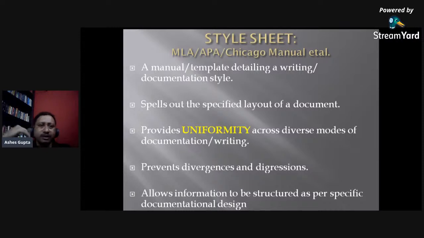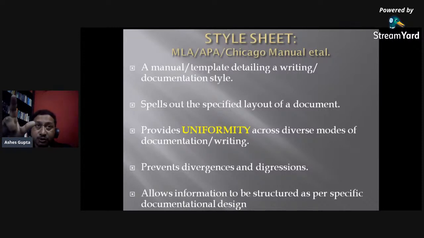Now, what is a style sheet? A style sheet is a manual or a template detailing a writing or a documentational pattern or style. It prescribes to you a particular style in which you have to present your data, your information. It also spells out the specified layout of a document. You have a body of data available with you, you have a body of information available with you, you have a corpus of observation available with you.